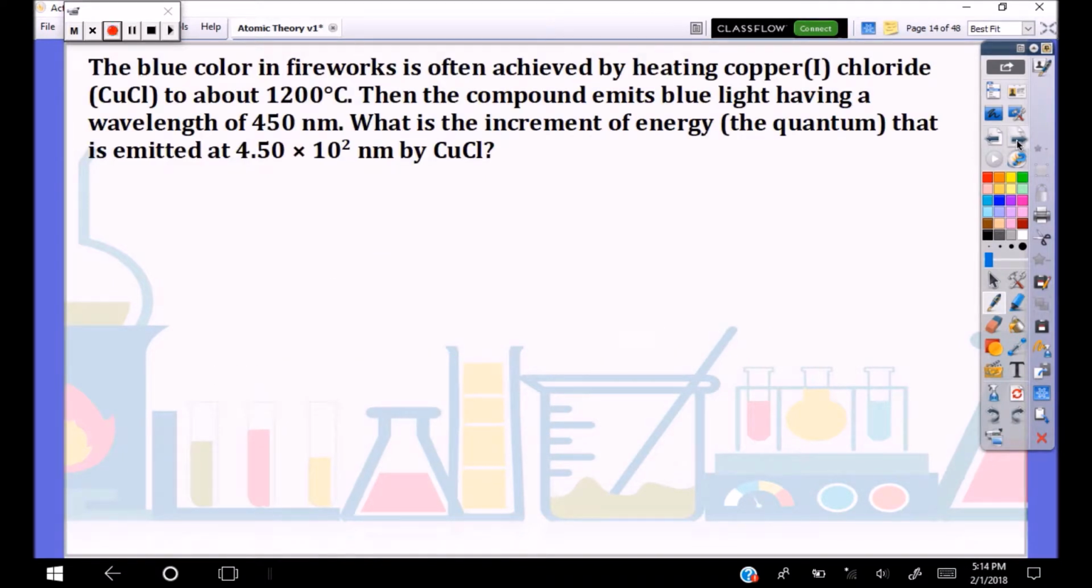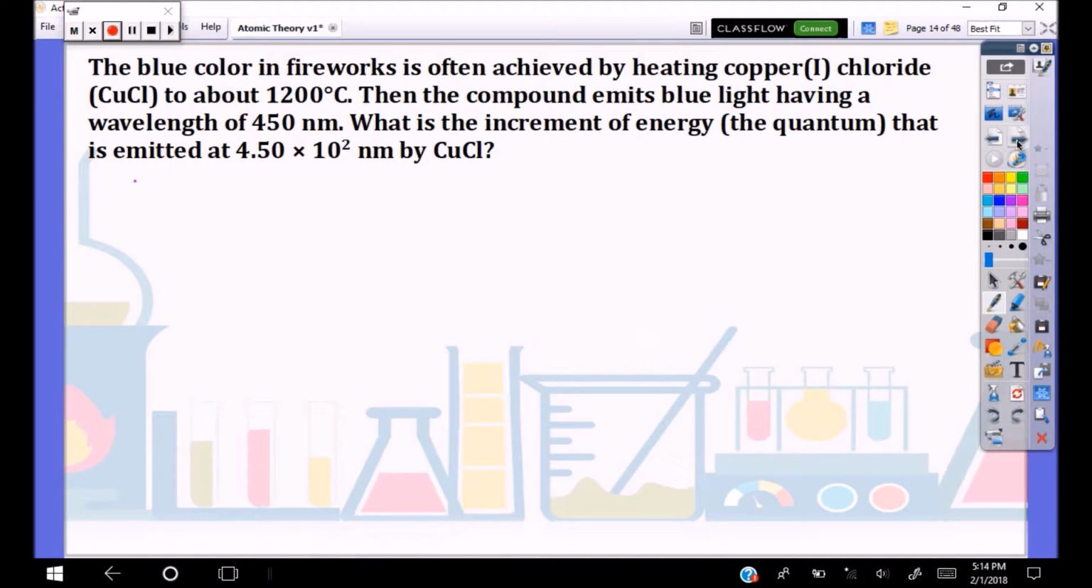So the blue color in fireworks is often achieved by heating copper 1 chloride to about 1200 degrees. The compound emits blue light having a wavelength of 450 nanometers. They want to know the increment of energy, the quantum, that is emitted at that wavelength.